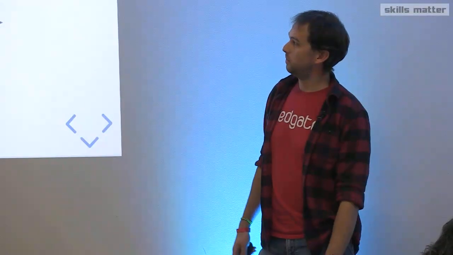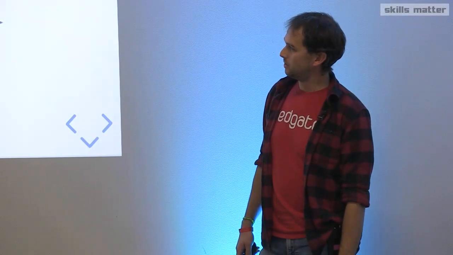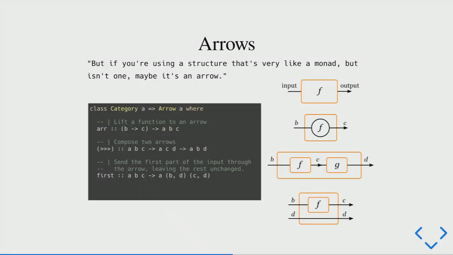So on to the first point. What's an arrow? This is something that was introduced by John Hughes in 1998 in a paper, and this is a quote from the arrows page on the Haskell.org thing. The only reason I include it on this slide is because every time I read this sentence, I assume that it's meant to be read in the style of the A-Team thing. So it's like, if you're using a structure, it's very like a monad, but it isn't a monad, then maybe, just maybe, it's an arrow. But that might just be me, and I'll apologize for that.